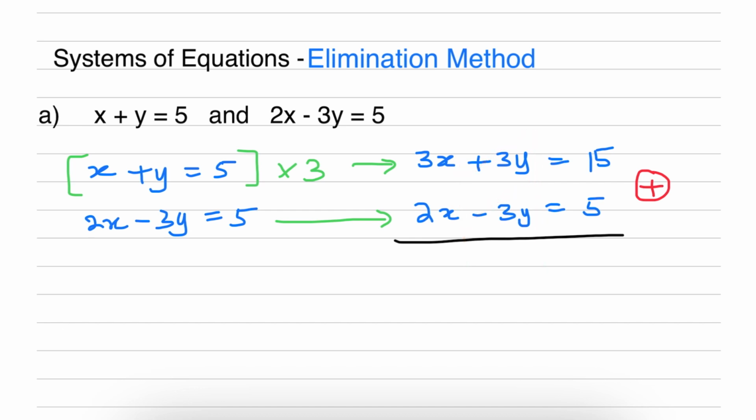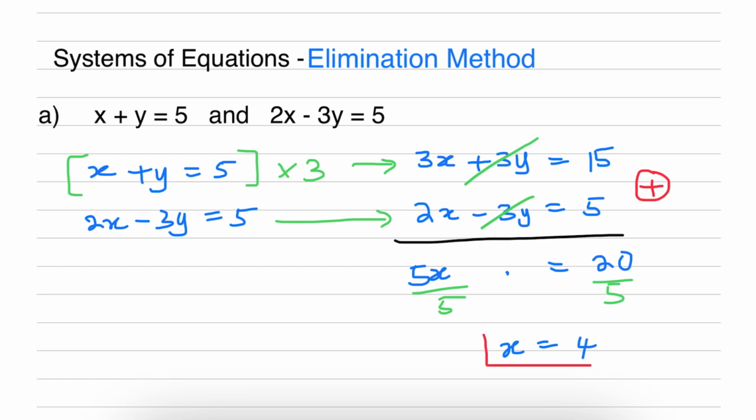So if you're adding up and down like that, we get 3x plus 2x, which is 5x. 3y minus 3y ends up cancelling, so we don't need to write anything over here. And 15 plus 5 is equal to 20. So if 5x is equal to 20, divide 5 on both sides to get x alone. So it turns out that x is equal to 4. So x equal to 4 is your answer for x.